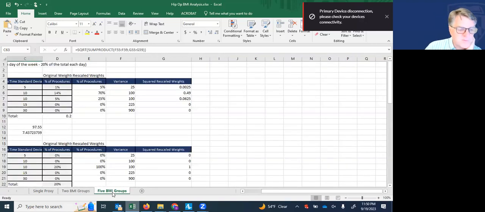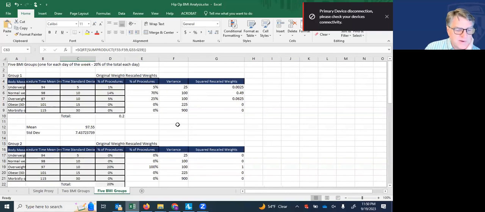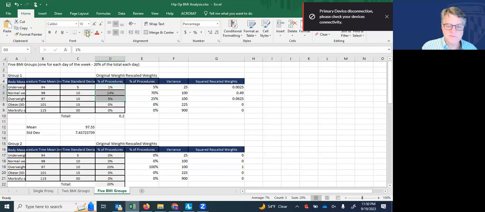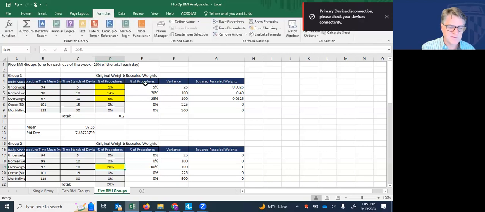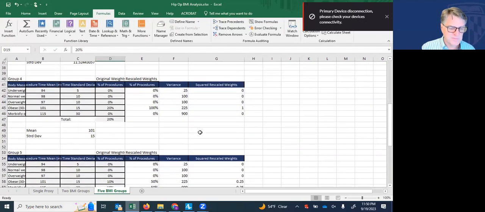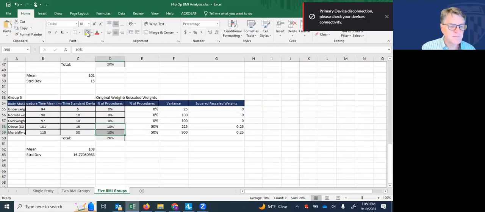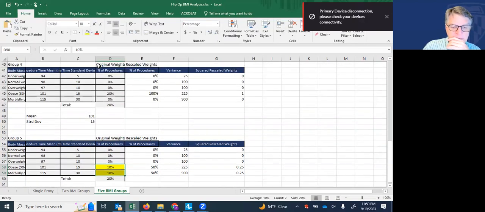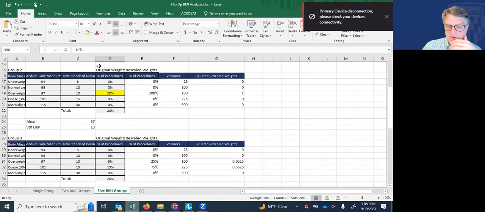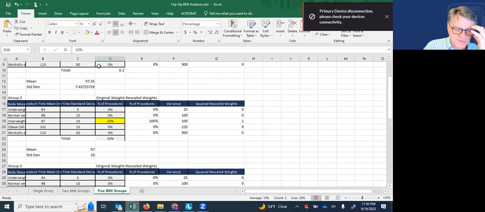Another idea I explored is to split it up by weekdays. So assign 20% of the patients from the top to, let's say, Mondays. And then the next 20% and the next 20% to Tuesdays, and so on. So ultimately on Fridays, you're doing the heaviest 20%, which would be some obese and some morbidly obese. Okay, so I'll leave it to you to discuss this possibility.